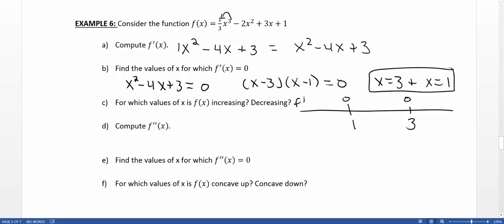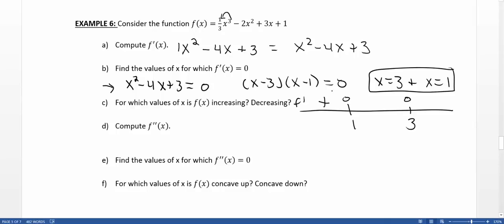we will be able to tell what the original function is doing by figuring out the sign of the first derivative on these intervals. If we want to know what's happening to the left of 1, we pick a number a little to the left of 1, say 0, and plug it into the first derivative to see if we get something positive or negative. If we plug a 0 into the first derivative, we get 0 minus 0 plus 3, so we get something positive.